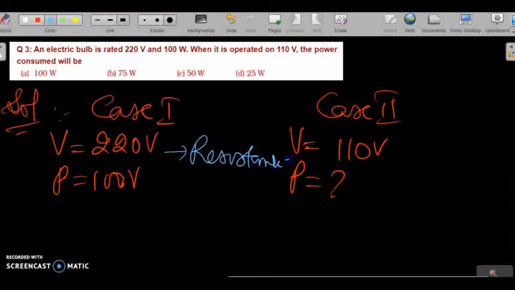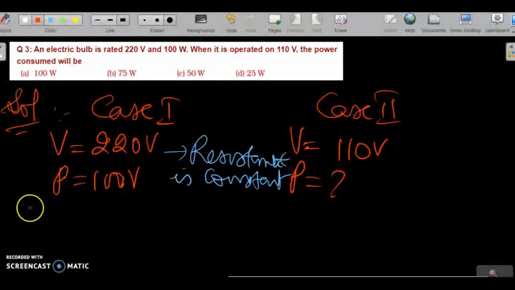Resistance is constant here for both of them, right? Okay. So what I do is I'll now find out the resistance here and employ that resistance in this formula. Right? How do I do it?